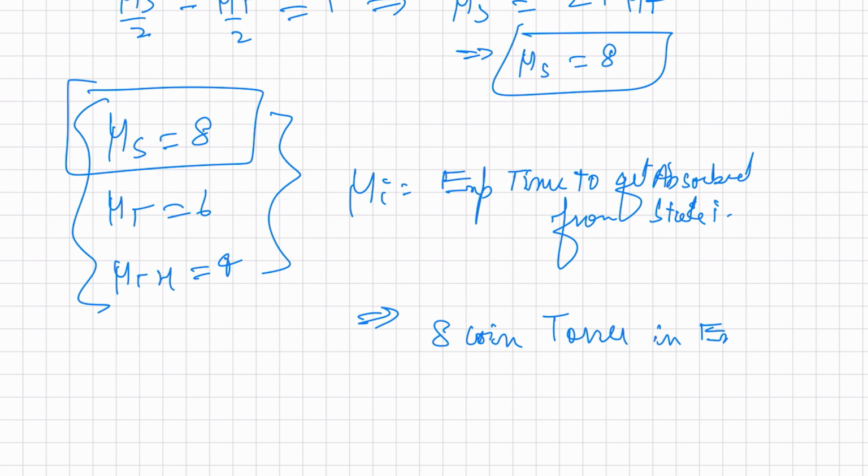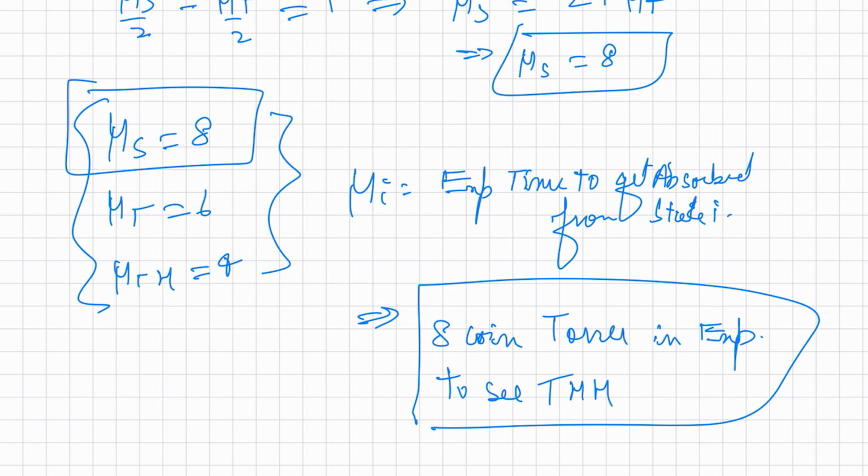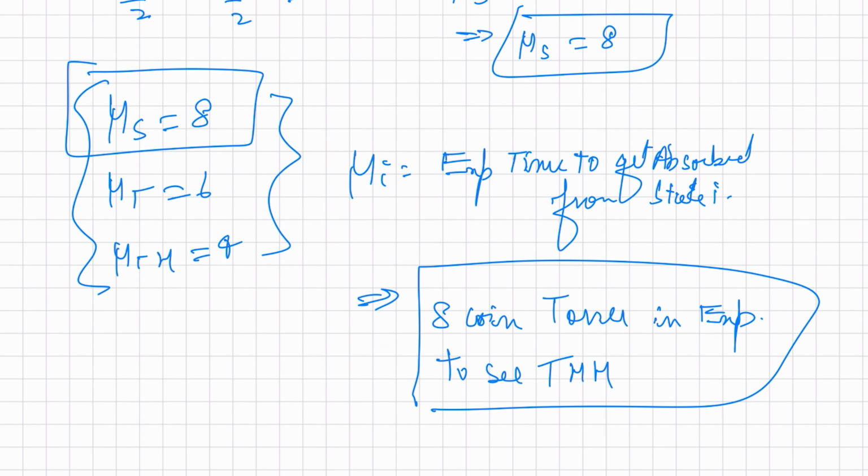to see THH. Just a disclaimer, this doesn't mean that you will always need 8 coin tosses. You can have less, you can also have more. It could be just 3 coin tosses and you straight away get THH, or it could be far more than that as well. But in expectation, if you play this game many times, you will see on an average in 8 coin tosses this pattern THH coming up.